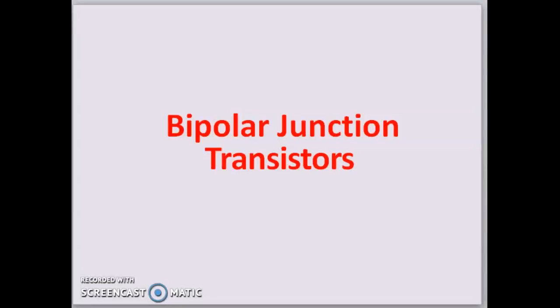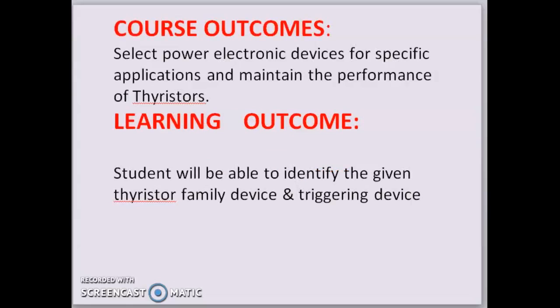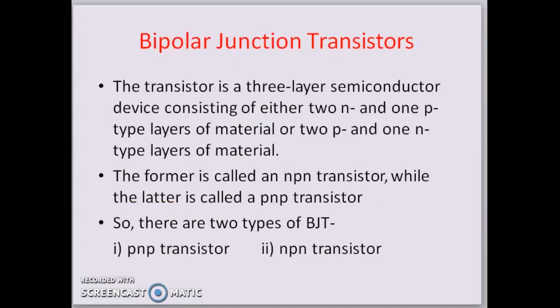Dear students, today we are going to see all about bipolar junction transistor. What is it? So let's get started. The course outcome is to select power electronic devices for specific applications and maintain the performance of thyristor. The learning outcome is you will be able to identify the given thyristor family device and the triggering device.